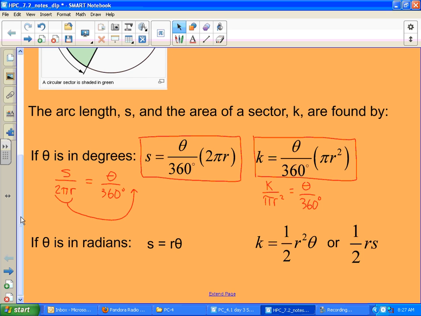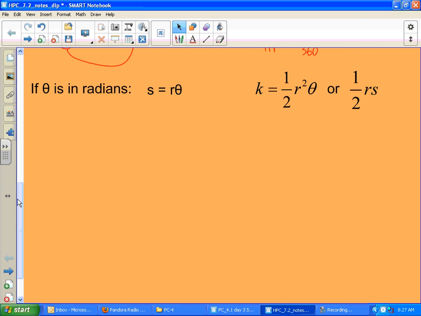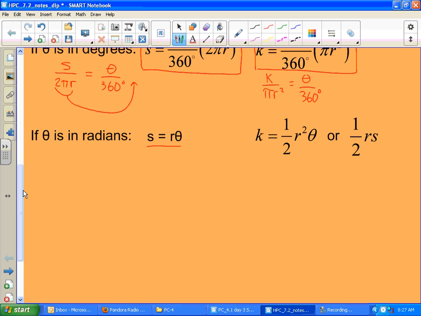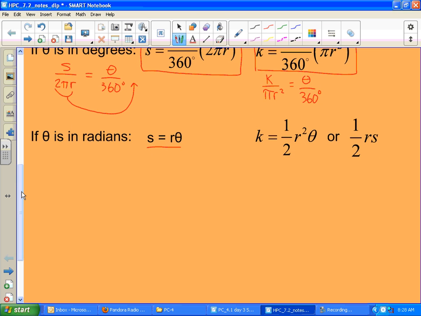In radians, it looks a little different. So yesterday we were introduced to this equation here, that the arc length of the circle is equal to the radius times theta. And thinking again proportionally, if we set up the same type of situation, but this time not with degrees but in radians, for the area of a sector, we have the following two equations. We have k equals 1/2 r squared theta.